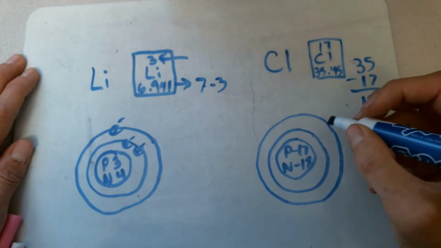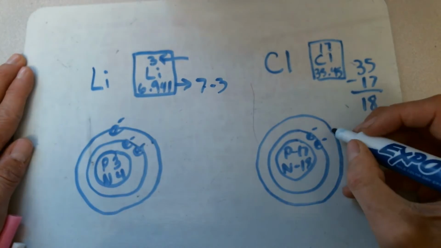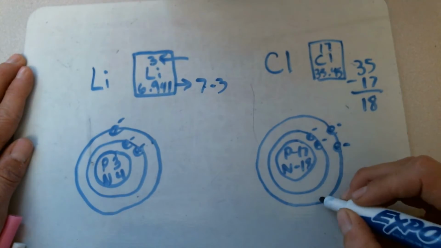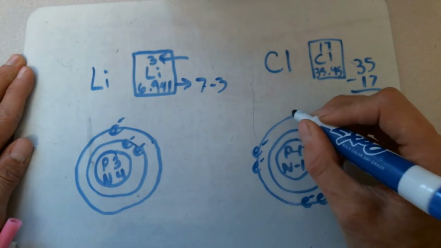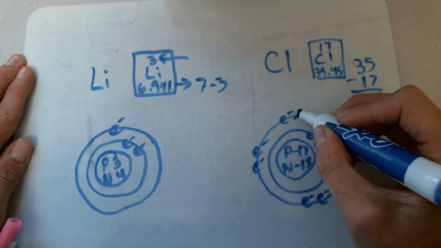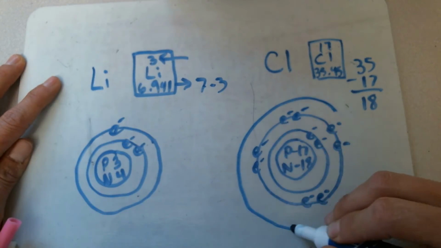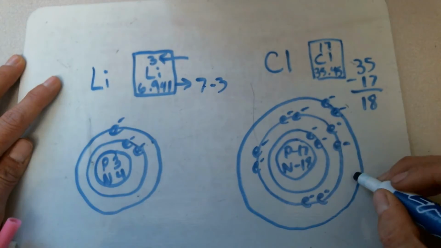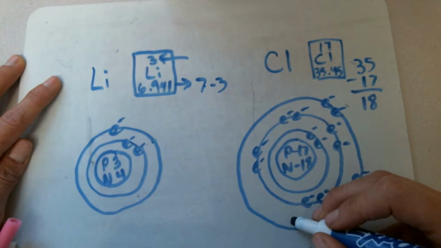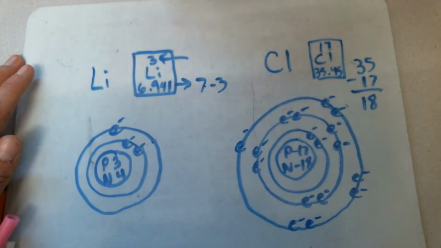So as I draw this, my first shell is going to get my 2 electrons. My next shell is going to get my 8. Those are both full shells, so they are happy. I have a total of 10 electrons now. I need 7 more, so I'm going to make 1 more orbital and have 7 in here. But by putting 7 in here, we don't have our full 8. So this is not yet happy.